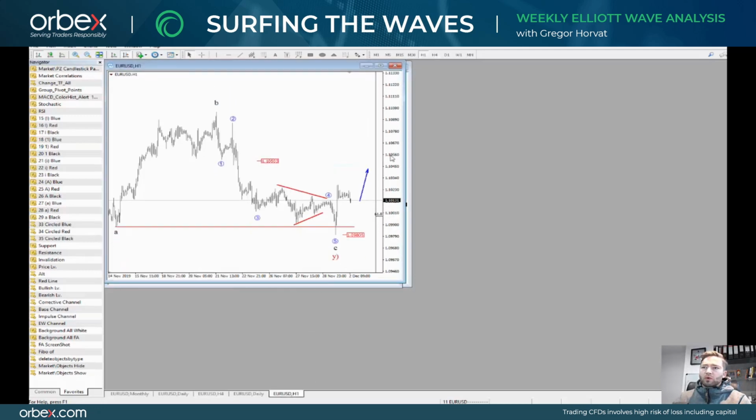Looking at the 1-hour chart, there's also a very clear pattern. We have 5 waves to the downside on an intraday basis, so it looks like, at least short term, this low will stay in place and that we will see a recovery.